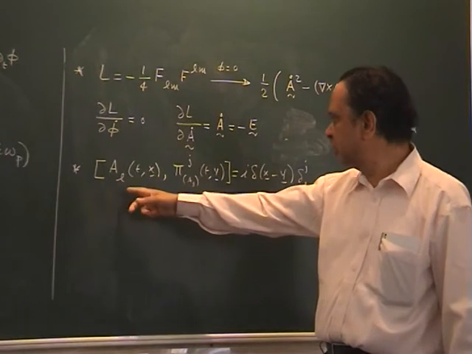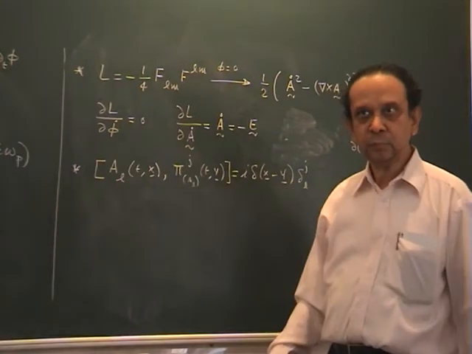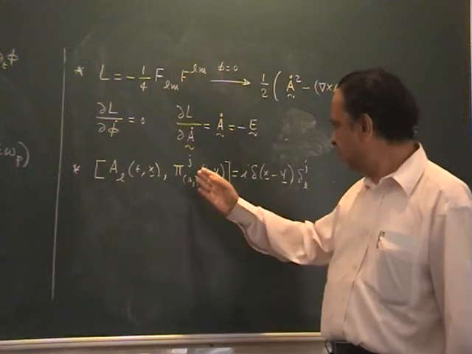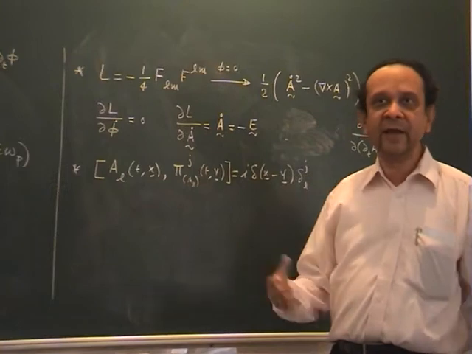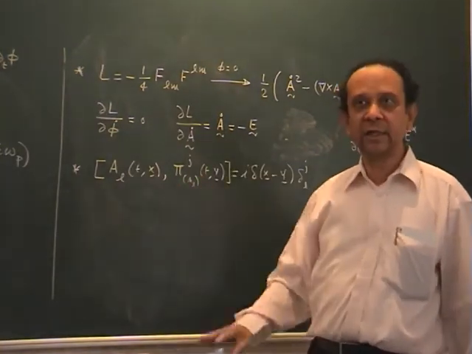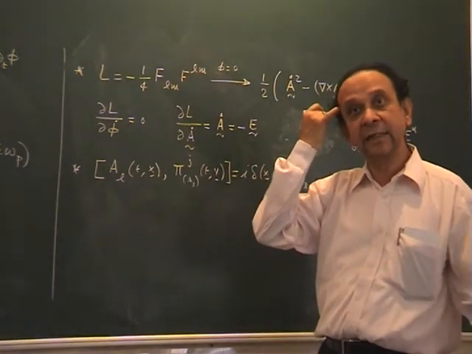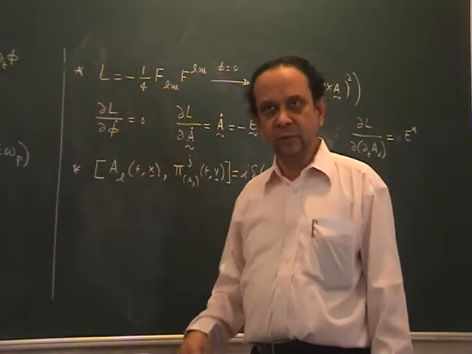All that you have to do is to put L is equal to 0. Right? The corresponding momenta vanishes because of this. So you cannot impose this commutation relation. Left hand side is 0, right hand side is not 0. Okay? So this procedure breaks down.